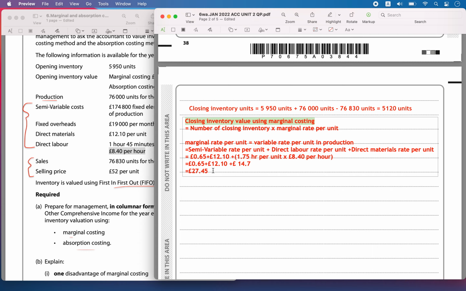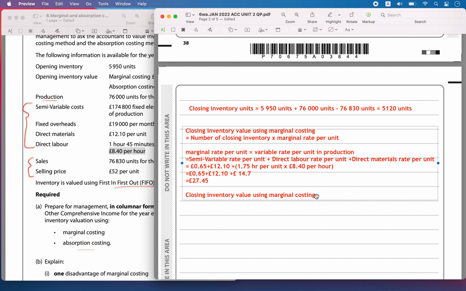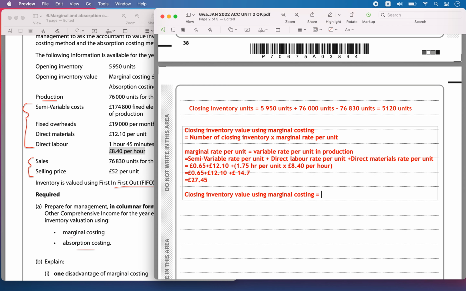Now let's calculate the closing inventory value using marginal costing. That is going to be 5120 units, which was the closing inventory, into the marginal rate, which includes only the variable cost. So that is going to be equal to 140,544.